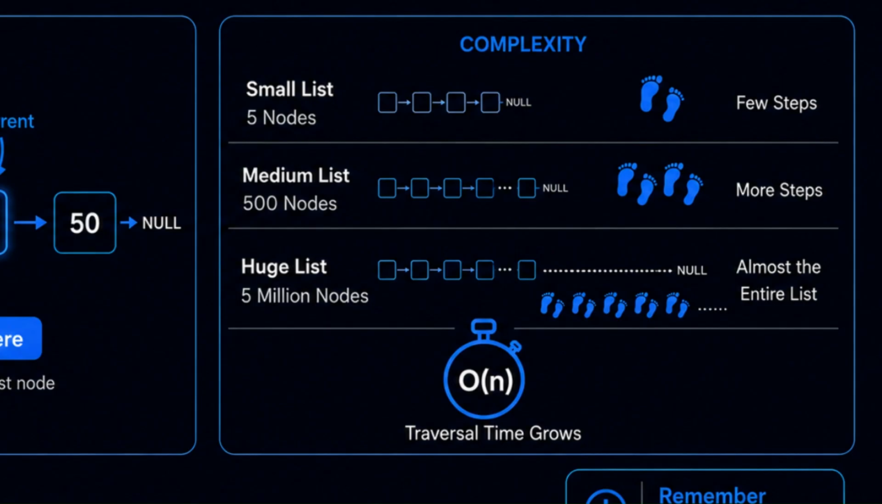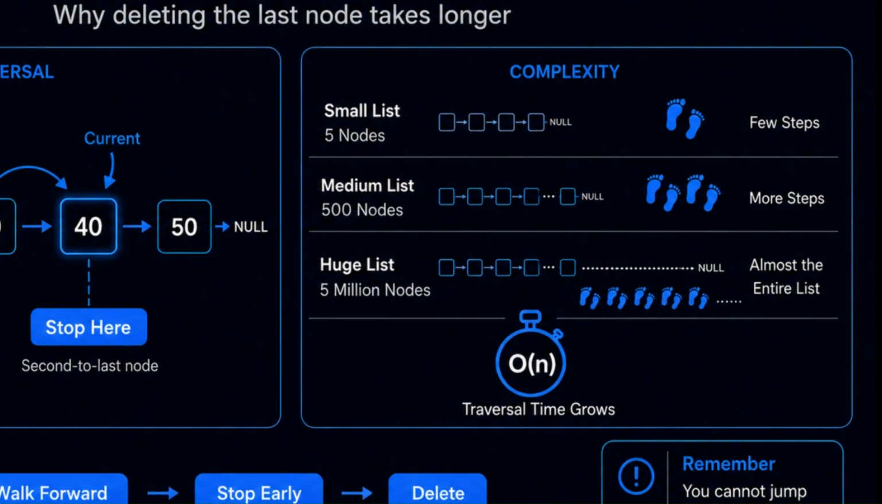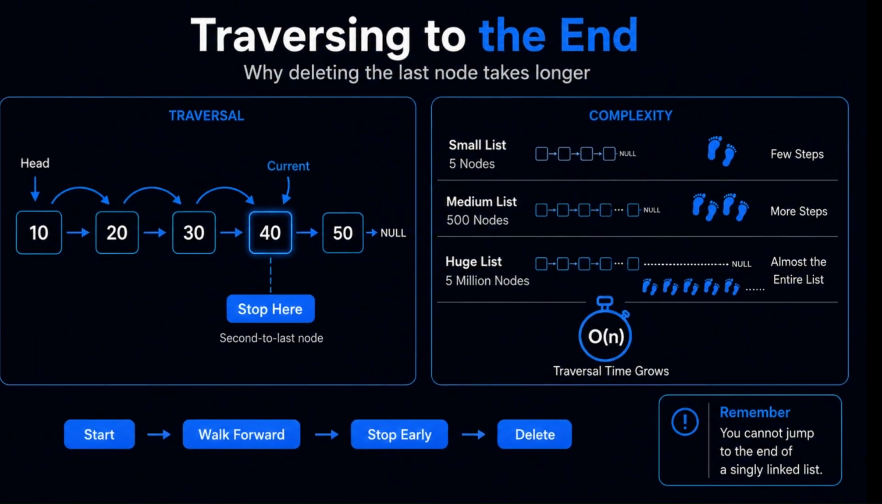Because we have to walk through the list before deleting anything, deleting the last node is slower than deleting the first node. The larger the list becomes, the longer this traversal takes. If your linked list has 5 nodes, you'll only take a few steps. If it has 5 million nodes, you'll have to walk through almost the entire structure. That's why deleting from the end is called a linear time operation. Its running time grows as the size of the list grows.